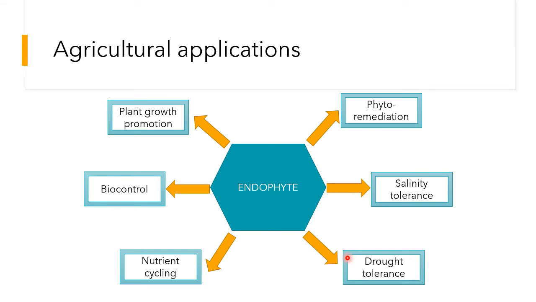So in case of drought tolerance, endophytes can help plants tolerate drought stress by producing compounds that regulate water use and improve water uptake. Salinity tolerance: they can help plants tolerate high levels of salt in the soil by producing compounds that regulate ion transport and improve osmotic adjustment. And lastly, phytoremediation. Endophytes can help plants remove pollutants from the soil by degrading or mobilizing toxic compounds.